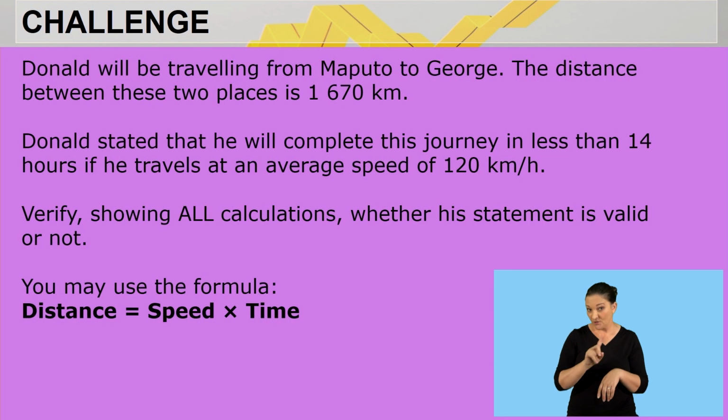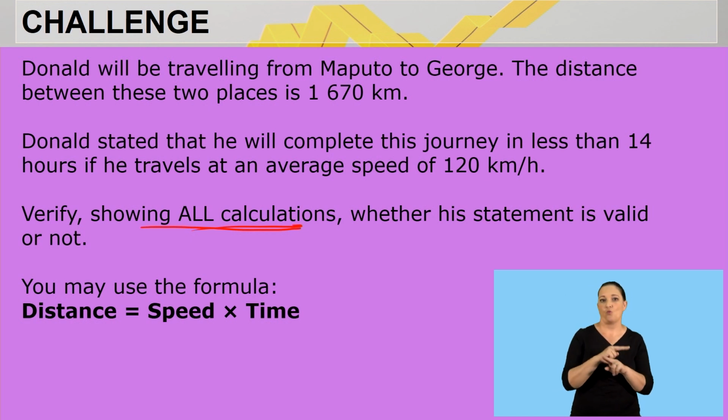Here is what you need to do. Verify, showing all calculations. And please note, this is the type of question you will see. Now, level 4 question. Verify, showing all calculations, whether his statement is valid or not. Then we said you may use the formula, distance equals speed multiplied by time. Guys, that's your challenge for the upcoming week. Please ensure that you tackle it. Try it, and we'll see what you come up with.